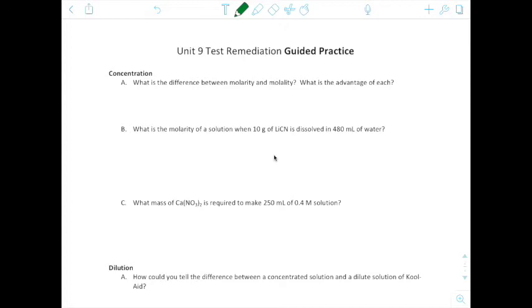What is the molarity of a solution when 10 grams of lithium cyanide is dissolved in 480 liters of water? And so molarity is moles, so our molarity equals moles all over liters. So I need moles and I need liters. Well, I have grams, and so what I need to do is convert that to moles.